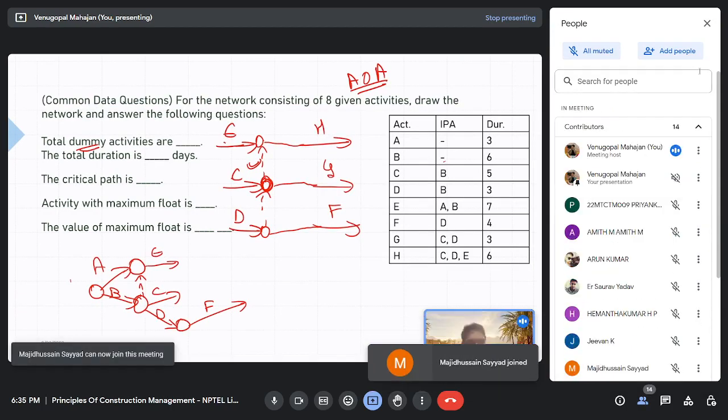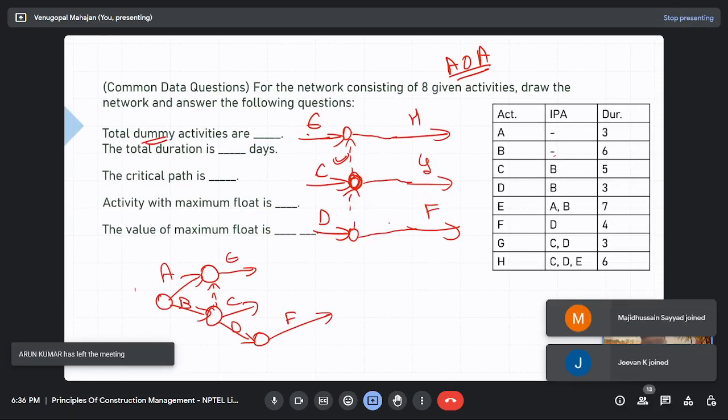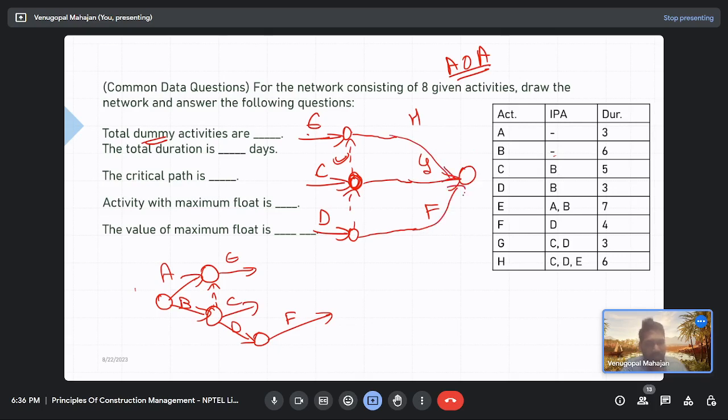See, the thing is that network logic should remain. That is primary. So even if you read it like this, what are the predecessors for G? Two incoming arrows at the start event. C and one dummy activity. That dummy activity is from D. So C, D, right? This is the same. So now if you have to combine it, what could it be? It's very basic.